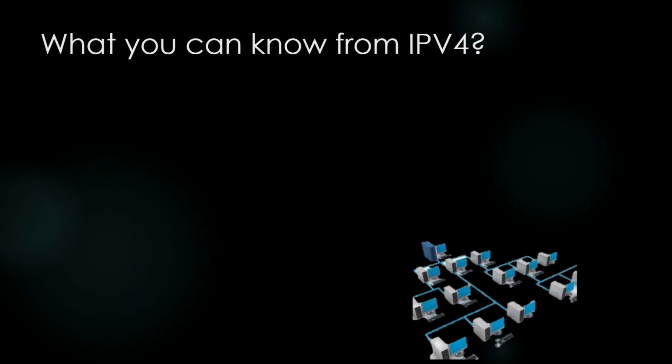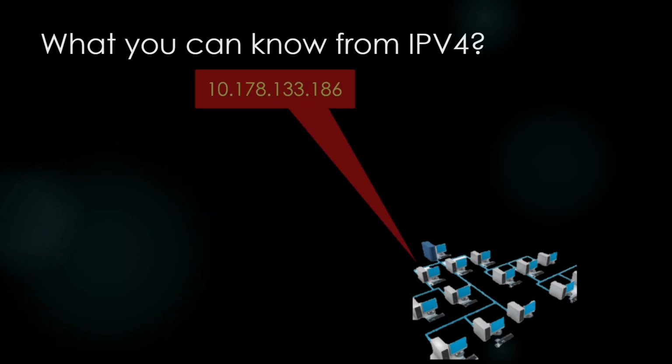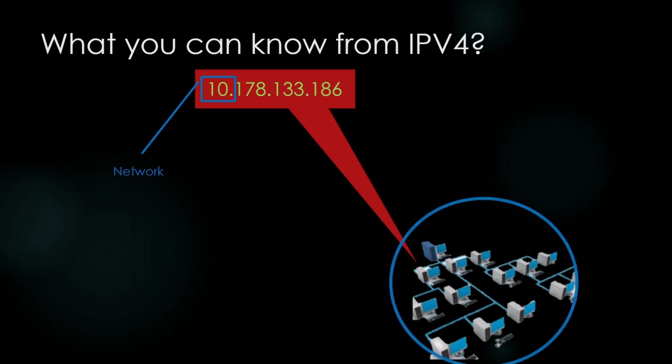As you can see on the screen, there is one network in which so many computers are connected. Let's say the IP address of one computer is 10.178.133.186. In that IP address, you can find two pieces of information. The first is the network value, which is 10. It means that this value 10 will be common for all the computers' IP addresses of the same network. And the second is the host value, which is 178.133.186, which is unique for each individual computer. And as the computer changes, this value also changes.